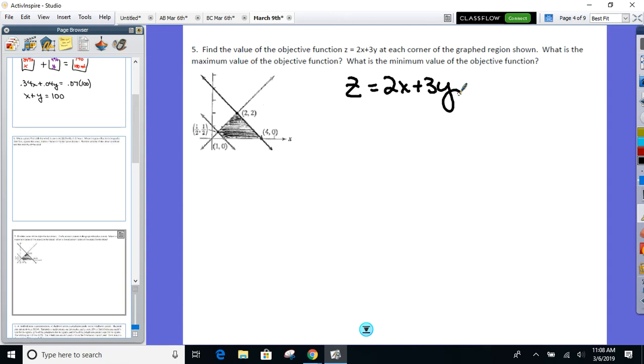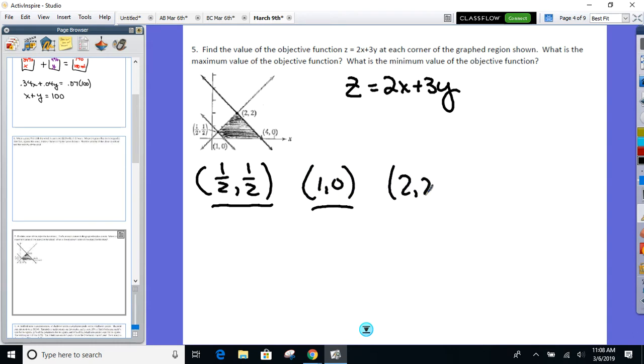You guys have the 4 points in the shaded region, right? 1/2, 1/2. This is what we just spent 4 days doing, I think. 1, 0, 2, 2, 4, 0. Use your objective function. I'll ask a couple people here in a second.